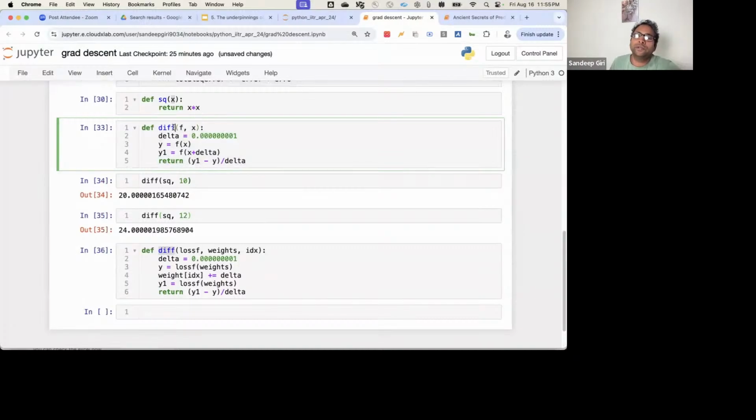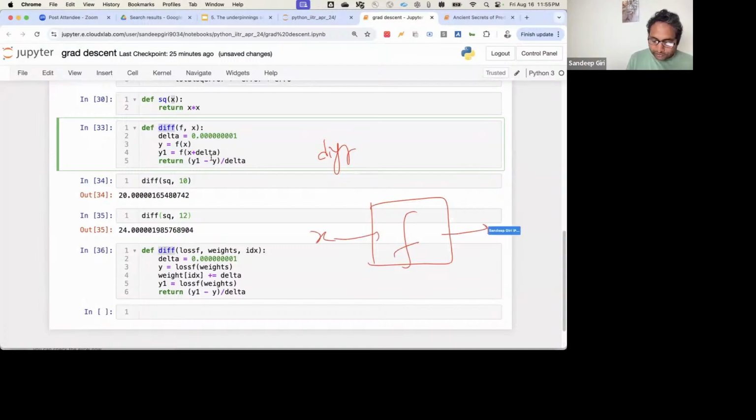Are you okay with this differentiation definition? Remember, what is differentiation? If you have a function which takes an input and gives an output, the y, differentiation is nothing but delta y by delta x, where delta x is really tiny.